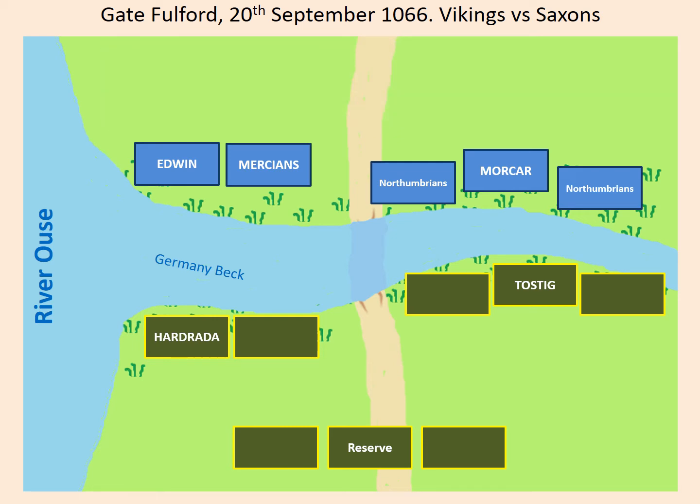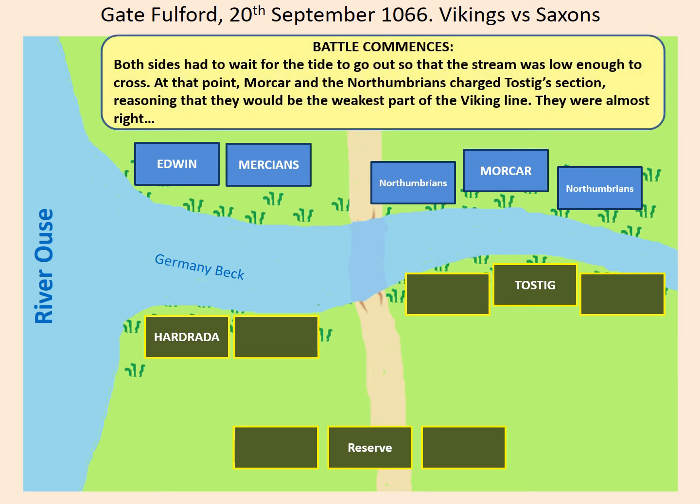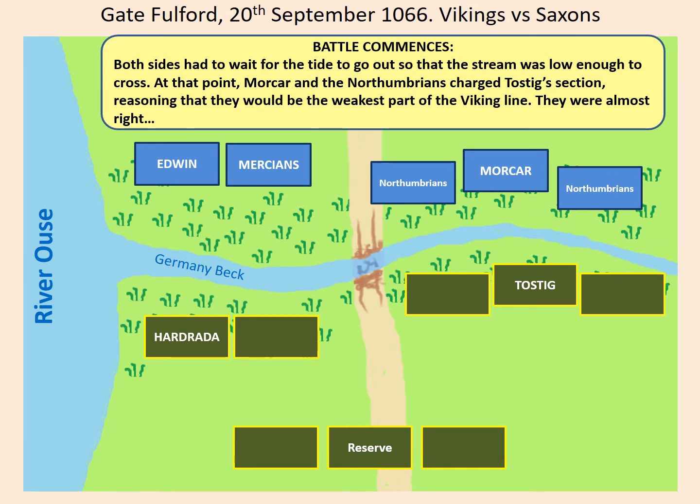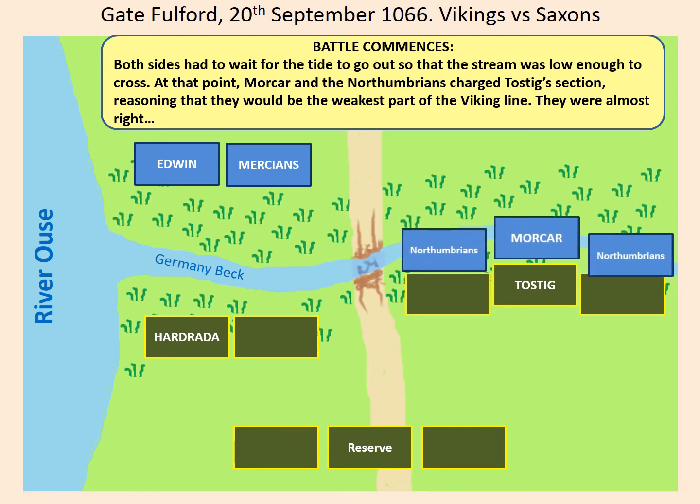So the battle begins with waiting, basically. The Saxons and the Vikings would have been shouting insults at each other, but unable to advance while Germany Beck was still in full flood. But as the tide receded, the battle became possible. The battle commences. Both sides had to wait for the tide to go out so that the stream was low enough to cross. At that point, Morcar and the Northumbrians charged at Tostig's section, reasoning that they would be the weakest part of the Viking line. They were almost right in this assessment.